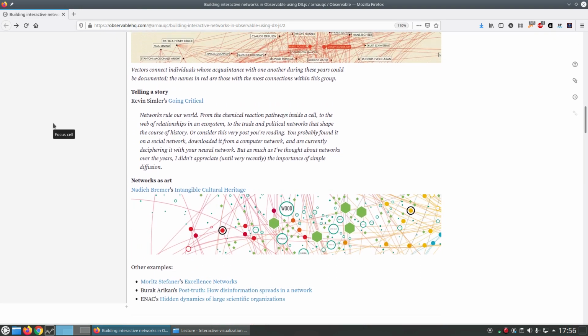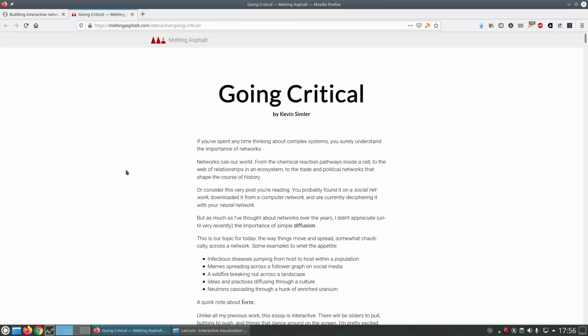The next one that I wanted to show you, this goal of networks, or how networks can be used, is through storytelling, telling a story. And I would like to talk about this example from Simler. He created this example, which I found, again, is a really beautiful example. This is also a new example from this year, and in this case, Simler, who is a researcher, is talking about the concept of diffusion in networks.